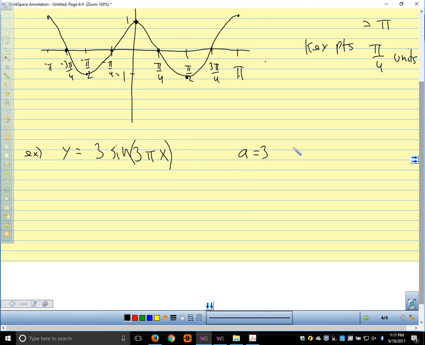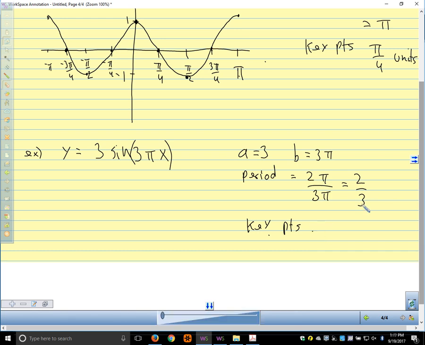So my amplitude is 3, b is 3 pi, so the period is 2 pi over 3 pi, which is 2/3. And we get key points every quarter of a unit. So a quarter of 2/3 is 2/12 or 1/6. So I'm going to label my axes in terms of 1/6 units.